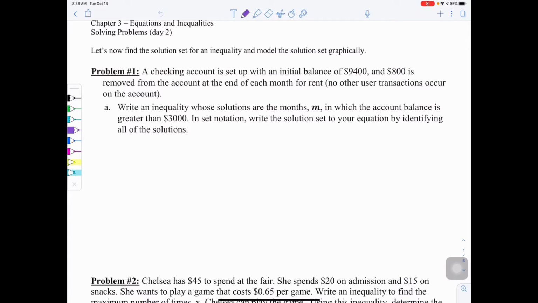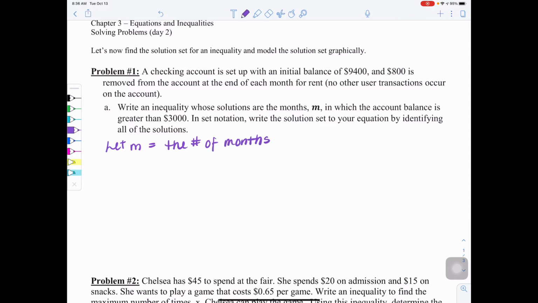Okay, so we want to know the number of months. It says, write an inequality whose solutions are the months. Technically, if they tell us the variable, we don't need to write another let statement, but I am going to do that in your notes to make sure it's very clear what we are using. It's important to notice that if they give you a variable, that's the variable that you must use. You cannot use a different variable. So we're going to say, let M equal the number of months.